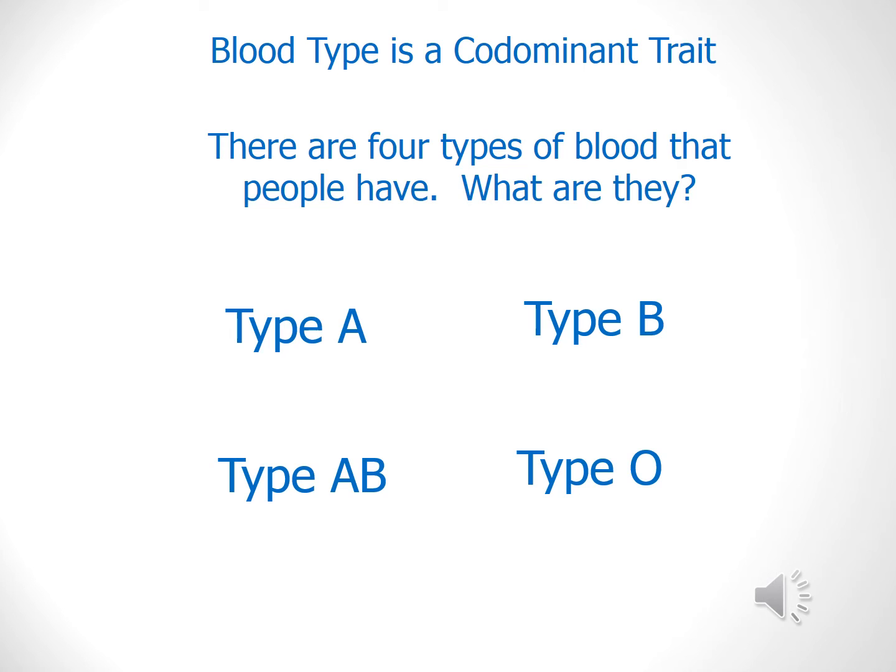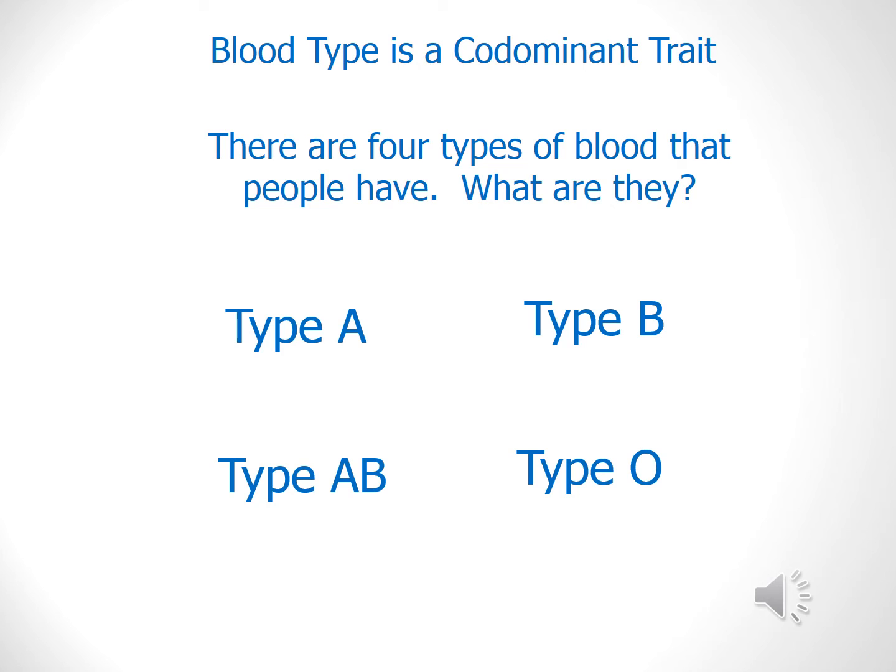So blood type is a codominant trait. This is an example of codominance found in us. There are four types of blood that people have: type A, type B, type AB, and type O. A and B are codominant. That's why you have a type AB.